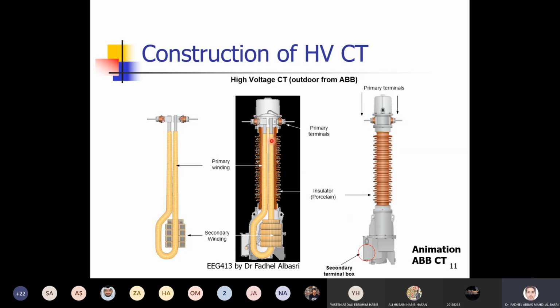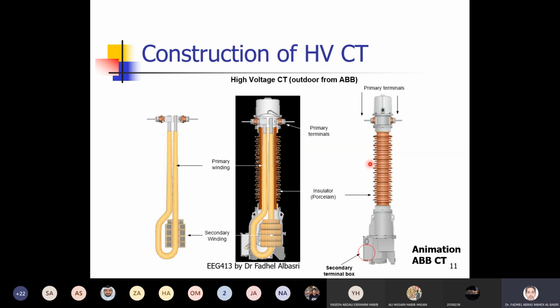The primary and core are housed inside an insulated housing. This is made of porcelain as an insulator, and sometimes it's filled with oil to provide further insulation between the conductors and the housing.